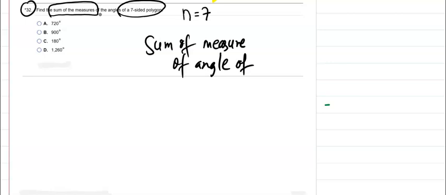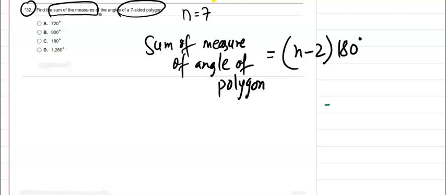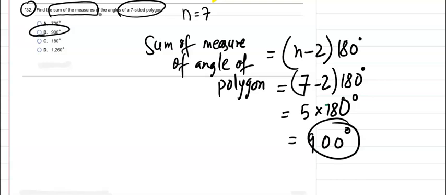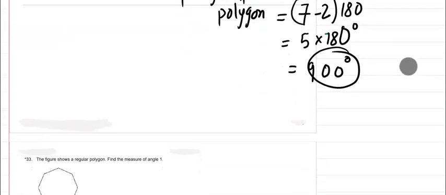Again, you refer to the formula: sum of measures of angles of a polygon equals n minus 2 times 180 degrees. You refer to the formula on the chart. N is 7, minus 2, times 180, which is going to be 5 times 180. That gives you 900 degrees. So the answer is going to be B. So for a 7-sided polygon, all the angles have a sum of 900 degrees.